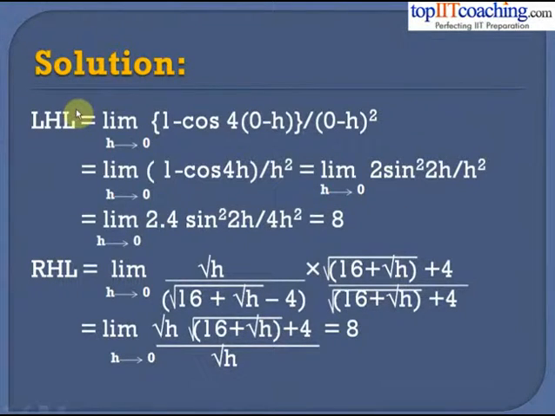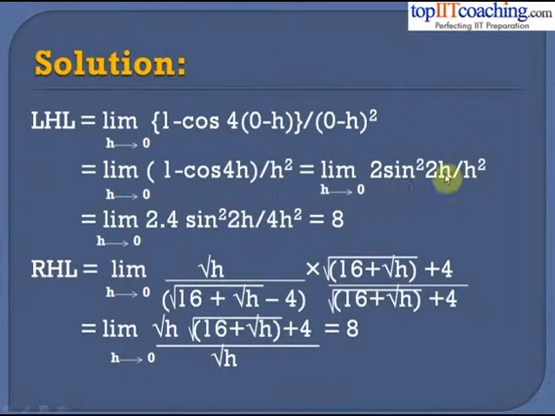Therefore we put the value of x in the expression and get the limit of (1 minus cos 4 times (0 minus h)) divided by (0 minus h) whole squared, as h tends to 0. Now this is equal to the limit of (1 minus cos 4h) divided by h squared when h tends to 0. Now 1 minus cos 4h could be written as 2 sin squared 2h and the denominator is h squared.